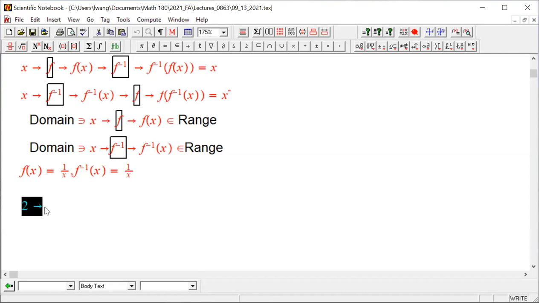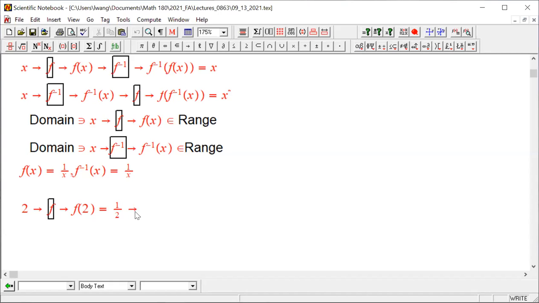So now, 2. First, I'm going to give it to f. What is f of 2? This is f of x, right? So what is f of 2? If the input is 2, the output is half, right?